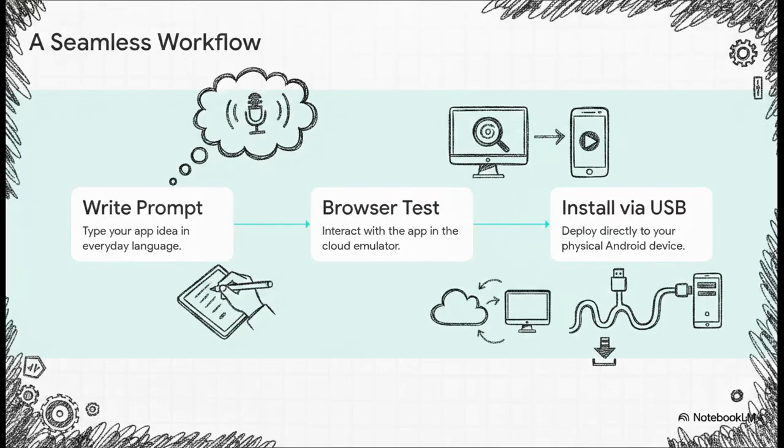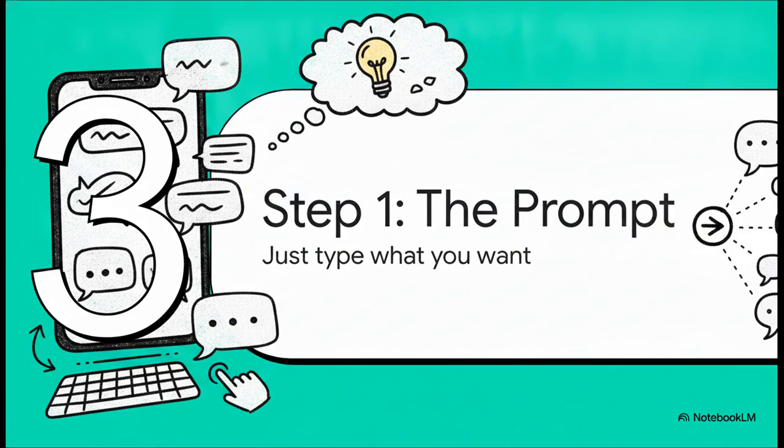The journey your app takes to become a reality is actually incredibly simple. Step 1, you write your prompt. Step 2, you test it right there in the browser. And Step 3, you install it on your physical phone via a USB cable. Let's break each of these down a bit. Let's look at Section 3.